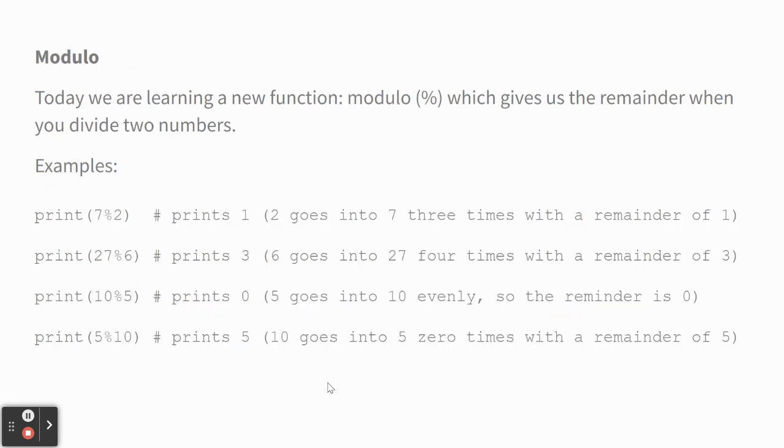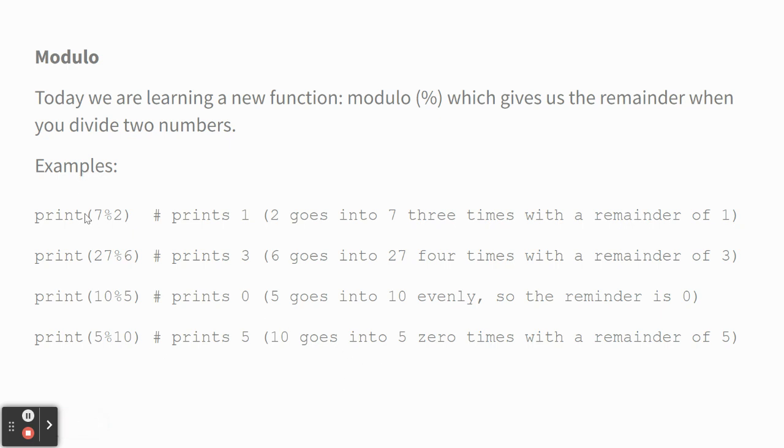Here's a new thing for most of you. It's called modulo, and it's the percentage sign. So right above the number 5, and you shift 5, it's a percentage symbol. And in computers, what that means is you divide the first number by the second number, and you throw everything away except for the remainder.